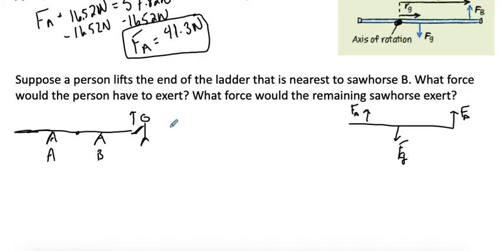So if we think about a net force equation here, again, we're going to say that everything is in equilibrium, so net force is 0. So we're going to have force of sawhorse A plus force of the person, because those are the two that are acting up, minus force of gravity, and that will be equal to 0.